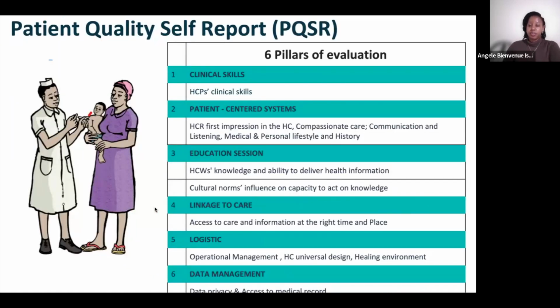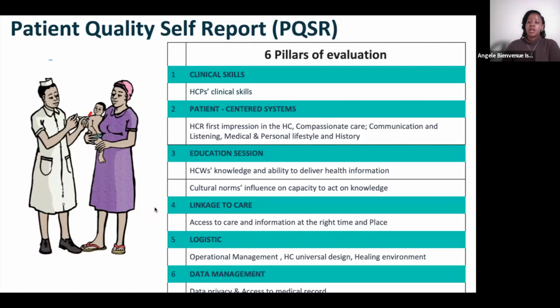The patient quality self-report is a tool with which a healthcare recipient evaluates the quality of care they have just received. It has 6 pillars. There's clinical skills, where a patient can say what clinical skills a nurse had, from their perspective. There's patient-centeredness, which includes compassionate care, listening, personal lifestyle and medical history, things like that. There's the education session, where a patient will talk about the ability of a health worker to provide health education, and also cultural norms and beliefs will be discussed for the education pillar.